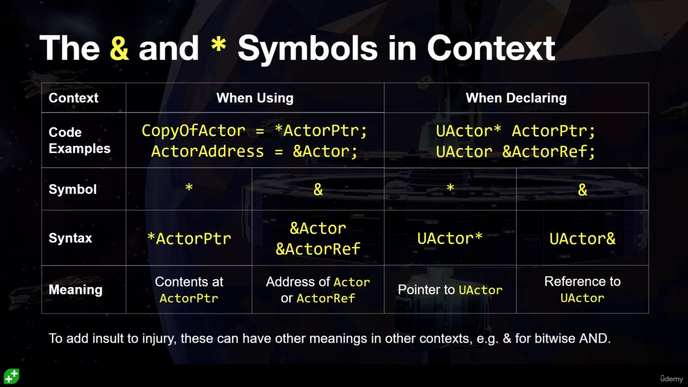Now, I won't go into it in too much detail, but to add insult to injury, these can actually have other meanings in other contexts. That ampersand can mean a bitwise and. The star, as we've already seen, can be used with strings in the U log. So this isn't necessarily all of the meanings of these 2 symbols, but they are pretty much all the important meanings referring to pointers and references.